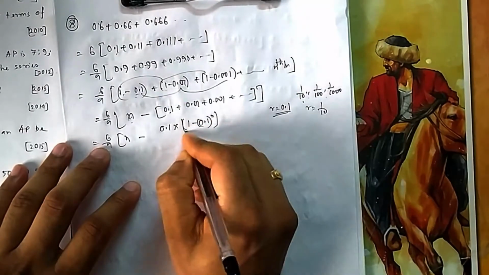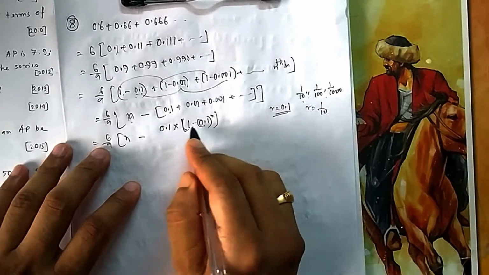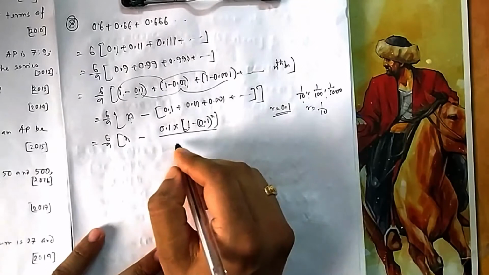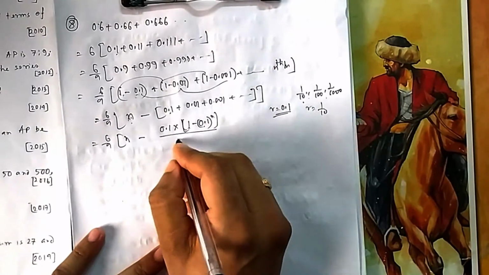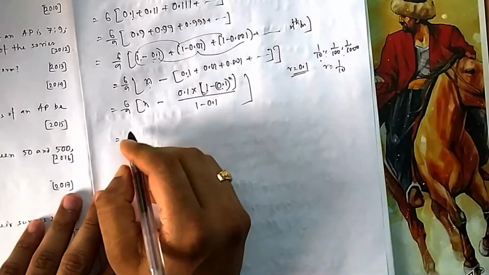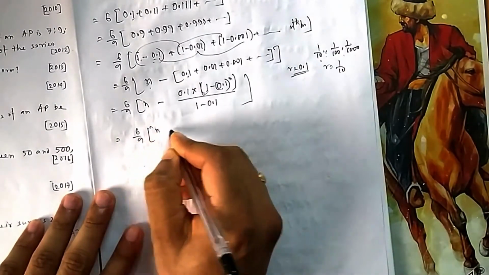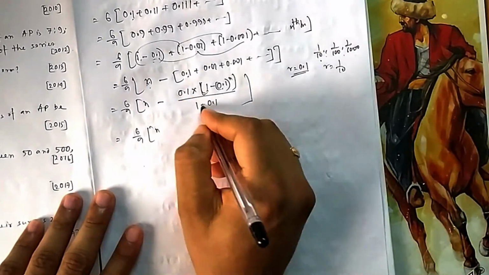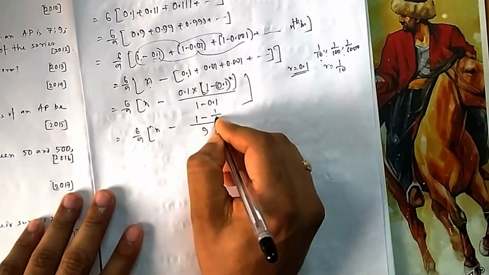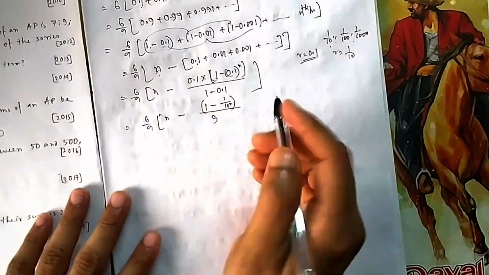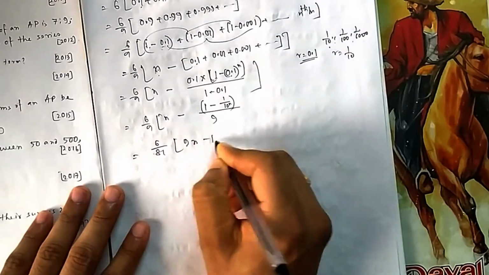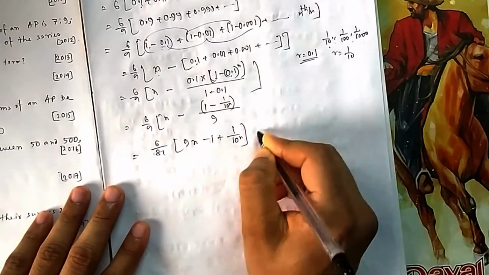Remember two formulas were there in GP, either 1 minus r to the power n or r to the power n minus 1, depending on the value of r. If r is greater than 1, we will do the reverse way, that is r to the power n minus 1, but here it is 1 minus r. So if you do this one again, 6 by 9, it will be n, and 0.9 and 0.1 will get cancelled, so you will get 9. 1 minus 1 by 10 to the power n. So ultimately if you take LCM, it will be 6 by 81, then 9n minus 1 plus 1 by 10 to the power n. That is your answer.